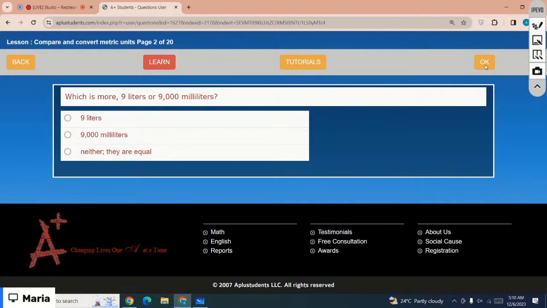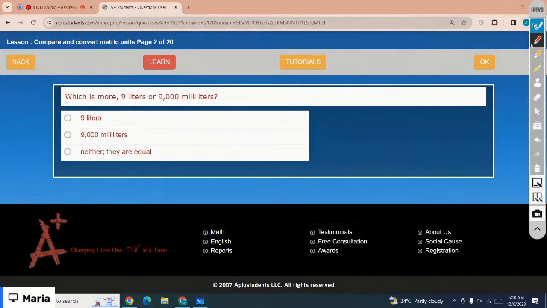Which is more, 9 liters or 9000 milliliters? We know that 1 liter equals 1000 milliliters. So 9 liters equals 9 times 1000, which is 9000 milliliters. There you already have 9000 milliliters. So they both are exactly equal. Neither is more, they are equal. Very good.